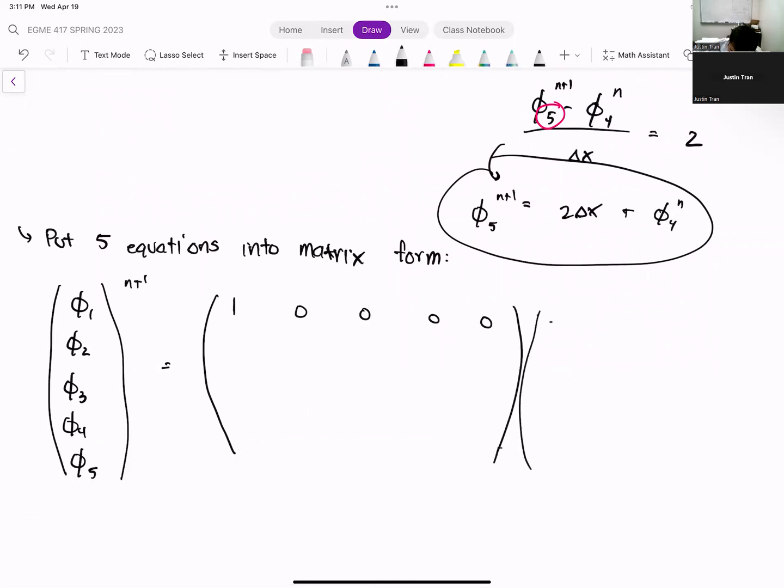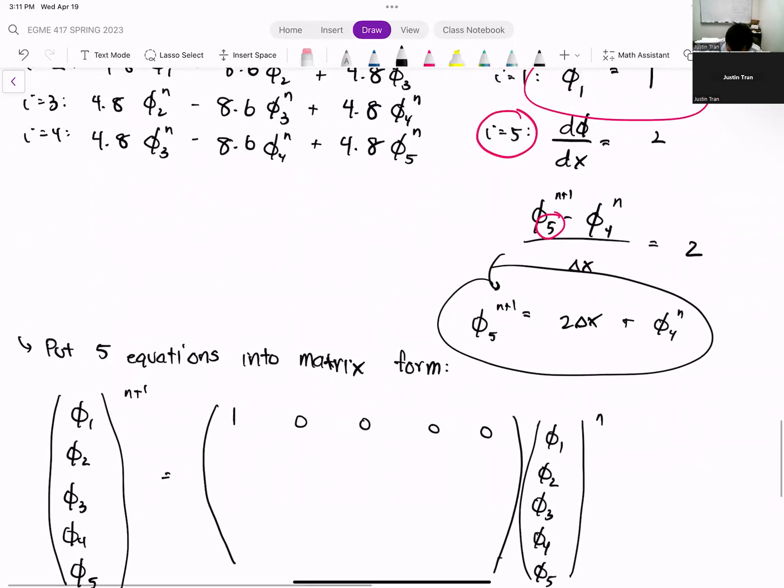So this is multiplied by phi1, phi2, phi3, phi4, phi5, all at n. All right, so for row 2, these are one of the interior nodes. We have 4.8, minus 8.6, 4.8, 0, 0.